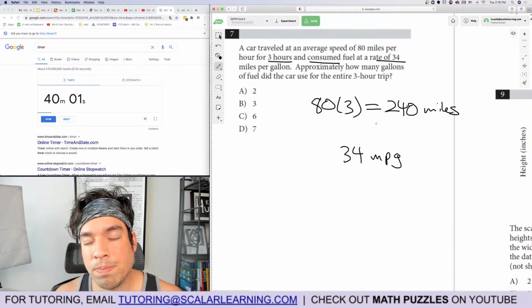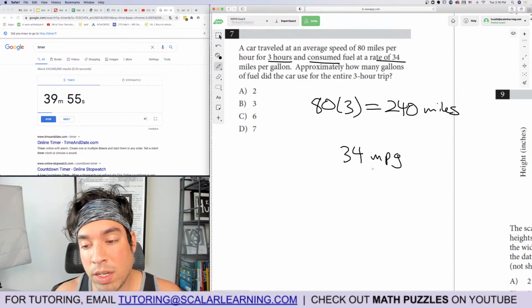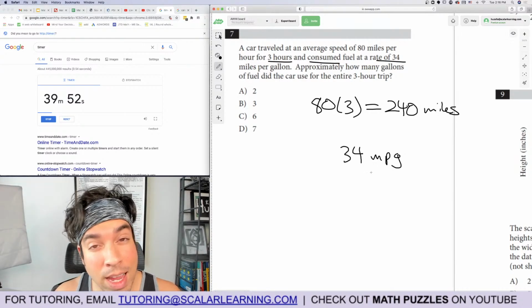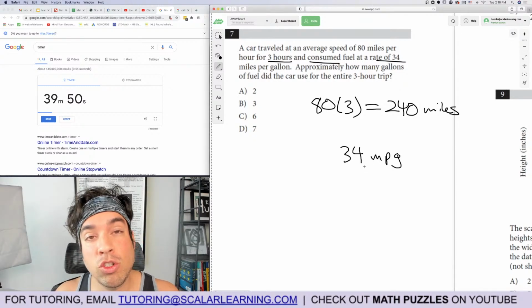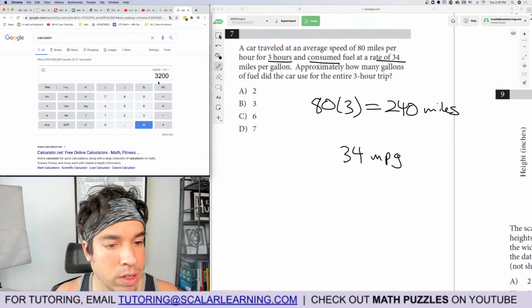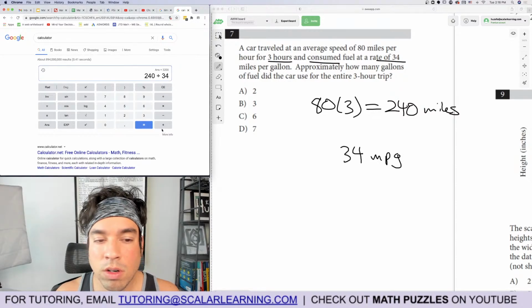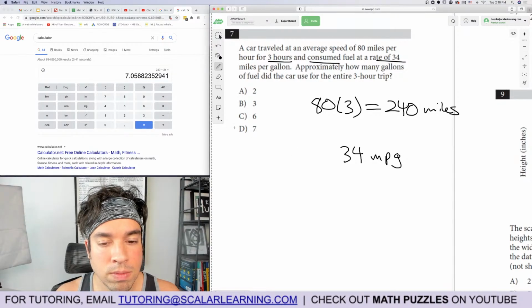Think about it: if you traveled exactly 34 miles at 34 miles per gallon, that'd be 1 gallon. If you traveled 68 miles, that would be 2 gallons. You can kind of figure out that I'm obviously dividing by 34. So now we can say definitively, 240 divided by 34 is about 7. Done.